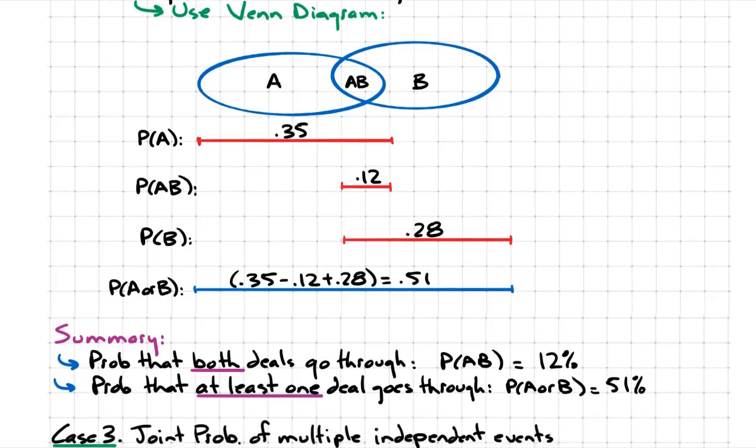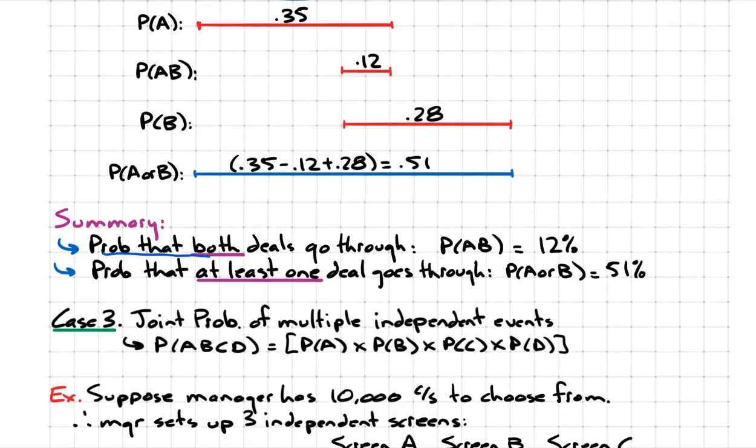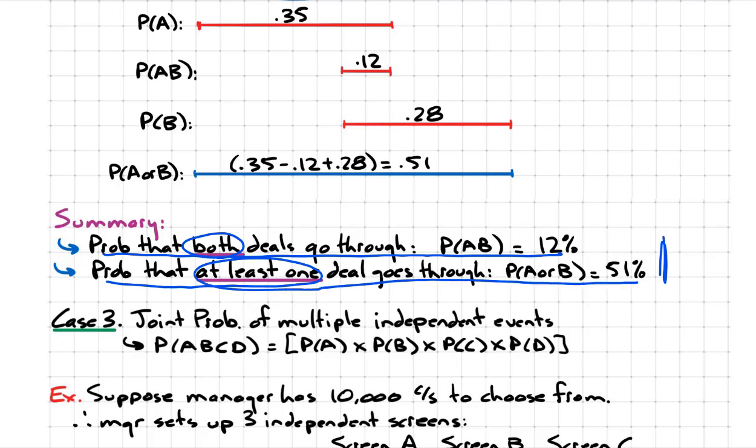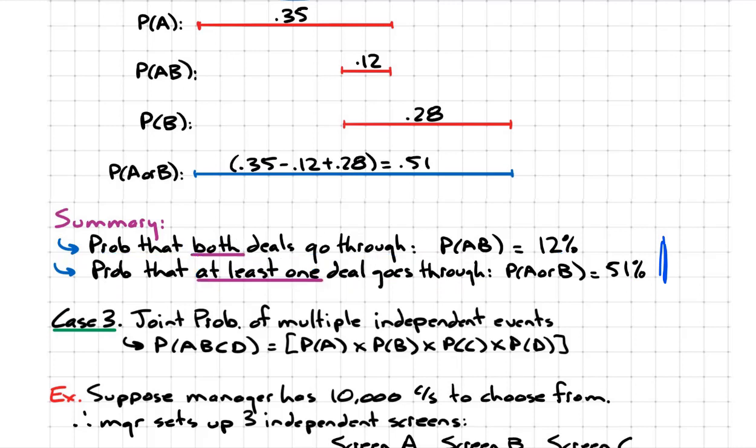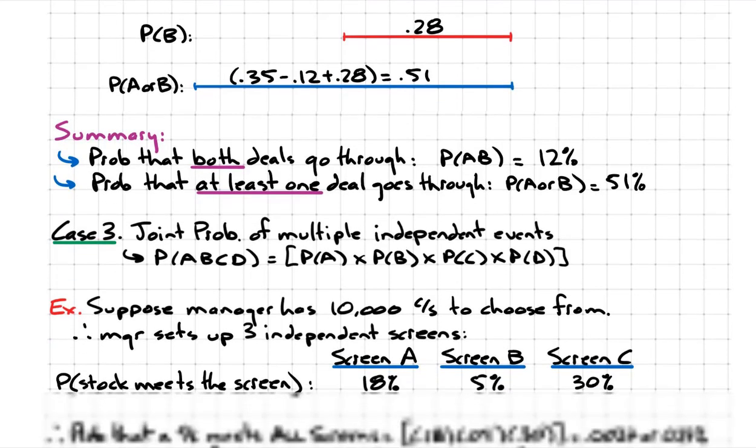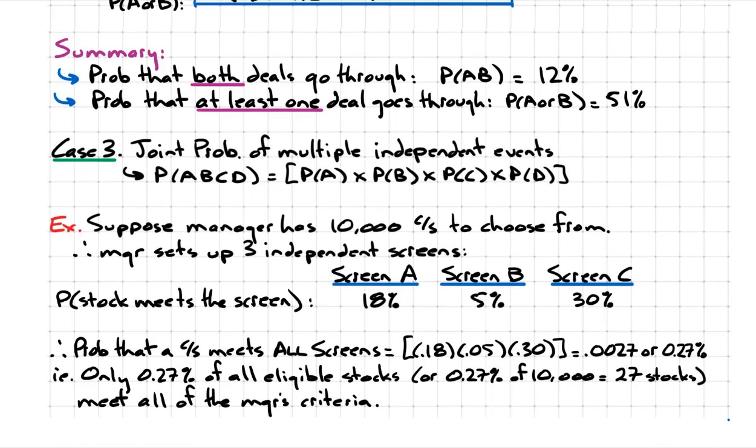Let's have a look at the summary here. The probability that both deals will go through is 12%. I'm just putting this here so we don't mix up all these different interpretations. However, the probability that at least one deal will go through is 51%. So please make sure we distinguish between the two types of events that we're being asked to find the probabilities for. Now in case 3, we're asked to find the joint probability of multiple independent events.